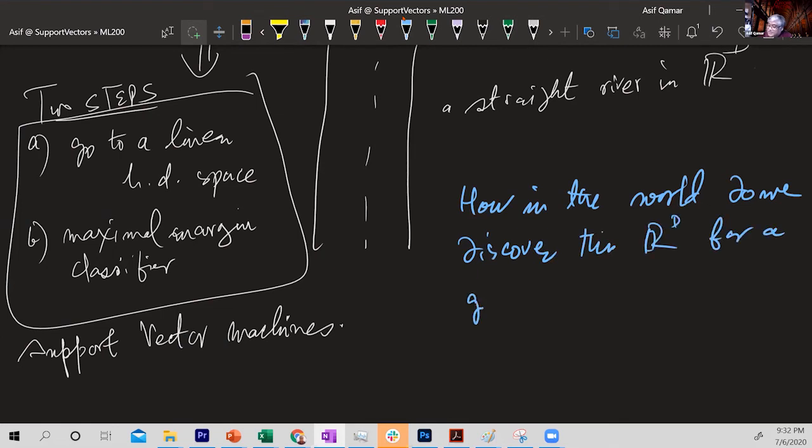A given data set, isn't it? So it is very easy to say that go to that other mother space in higher dimension where the river straightens out. But how do you get there? How do you discover that space? That problem remains there, right? Do you guys understand the situation?